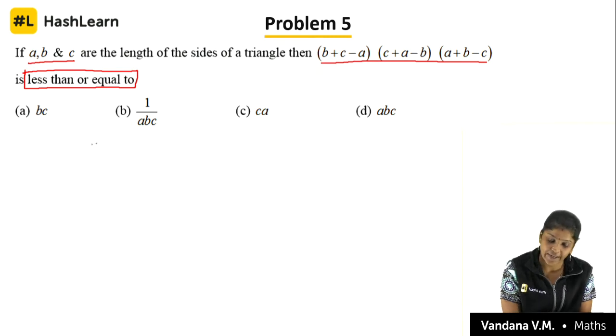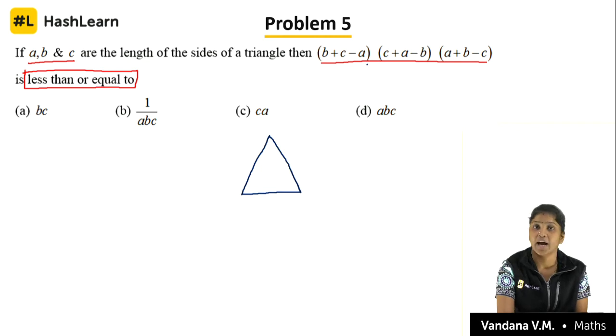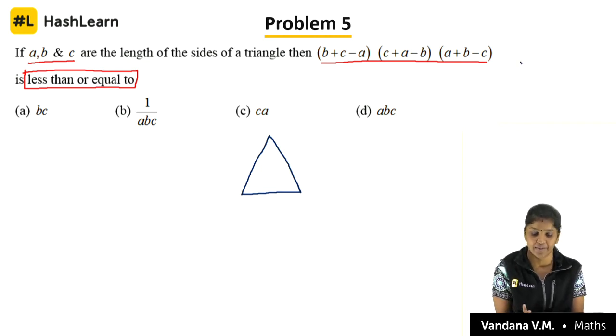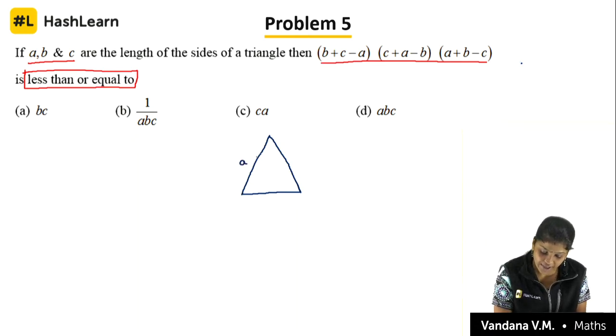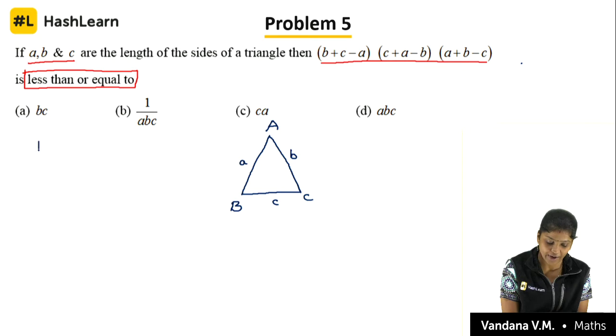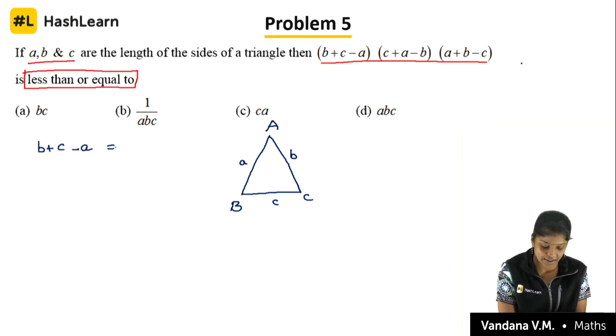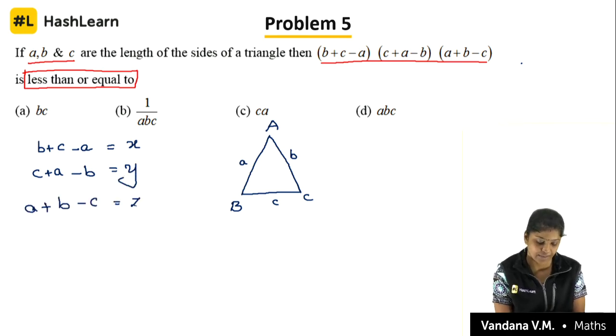So let me take: a, b, c are the lengths, and I am going to talk about the relation, I mean adding b plus c and subtracting a over there. So a is a side, b is a side, c is a side of the triangle. Okay. Now b plus c minus a, so very big letters are there. Let me take this as some x. c plus a minus b as some y. a plus b minus c as some z.